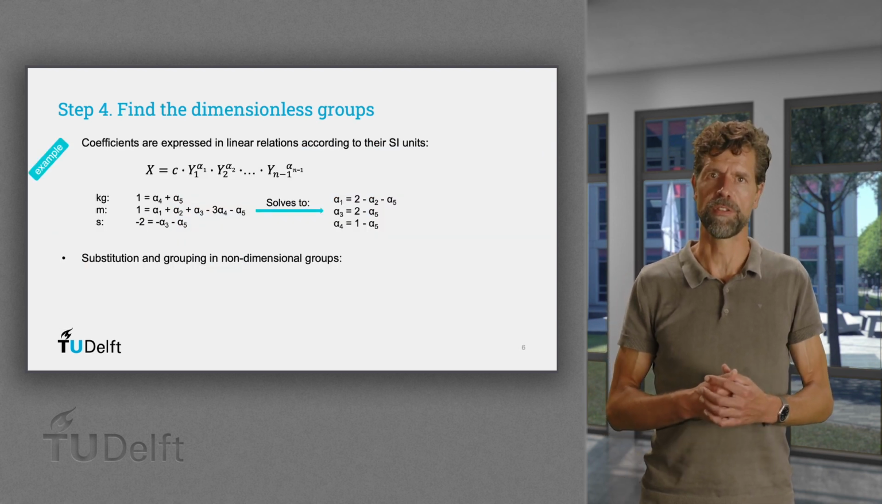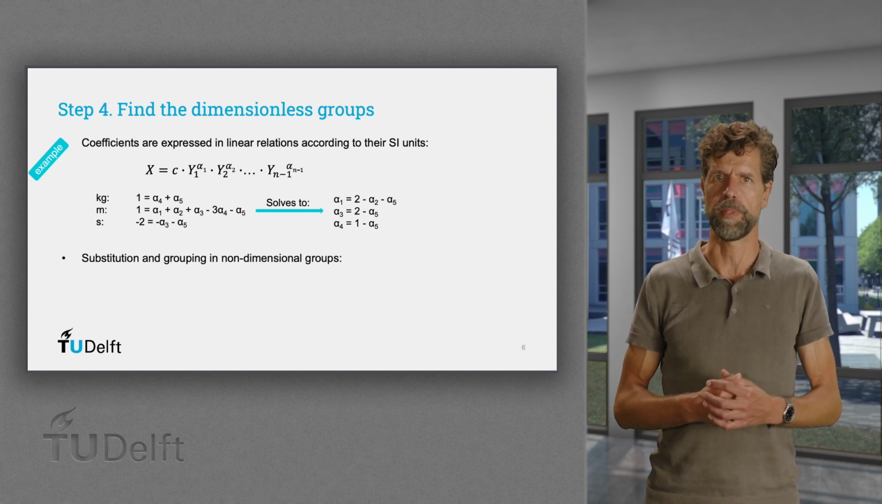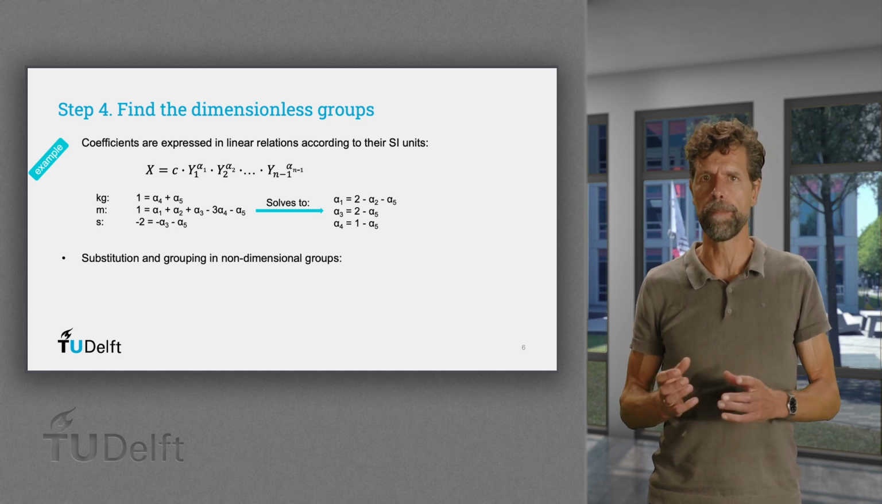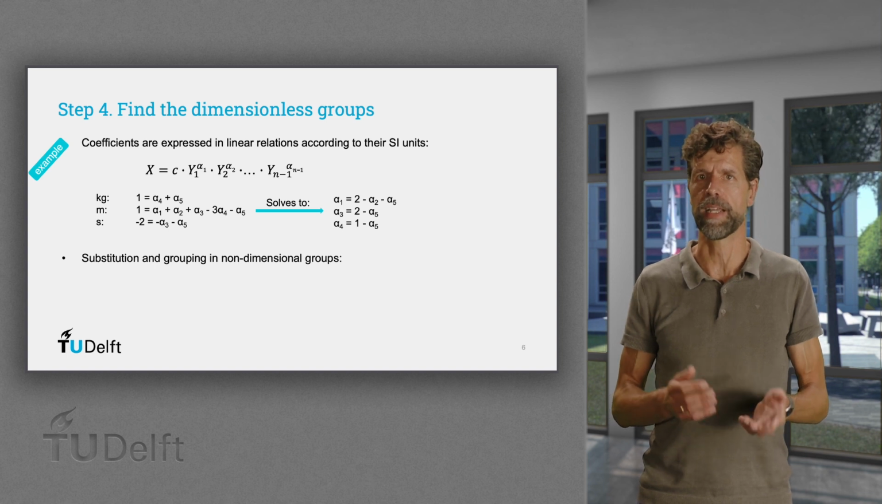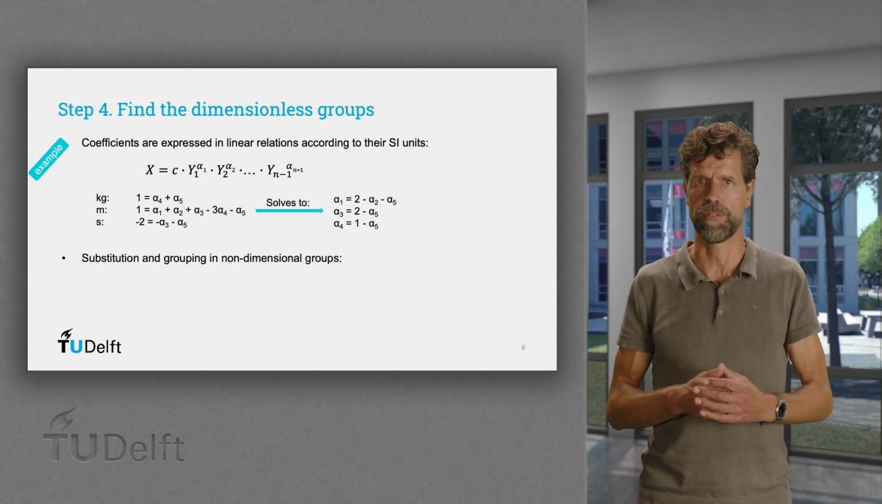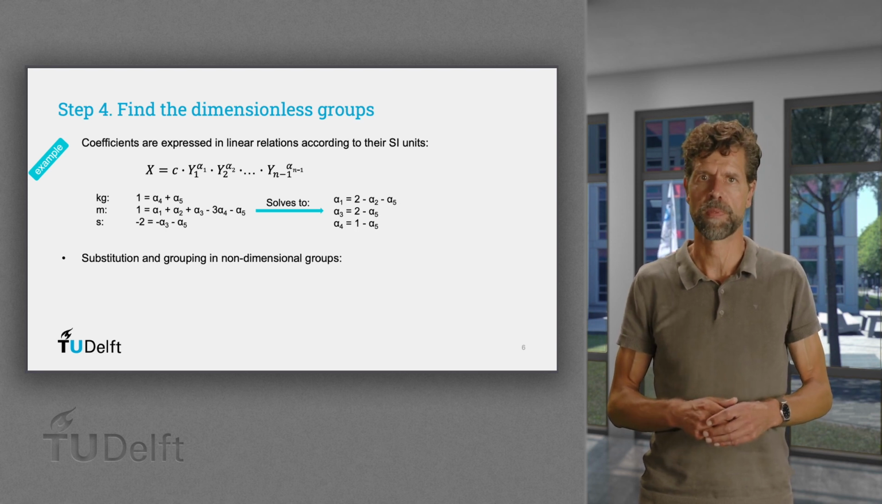Finally, step 4 is to find the dimensionless groups. This again requires choices to be made based on insight or experience. One chooses m power coefficients that are expressed as linear relations of the remaining n minus m minus 1 power coefficients. And these linear relations can be solved.